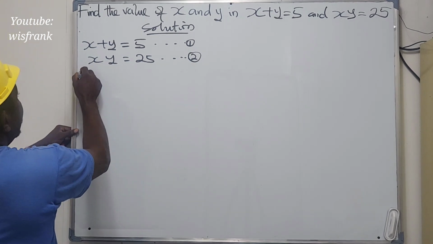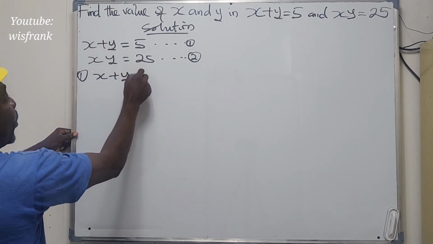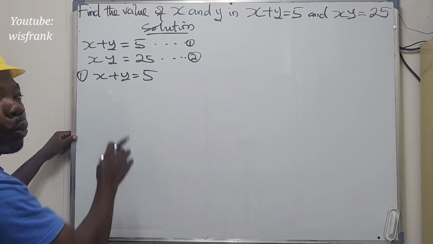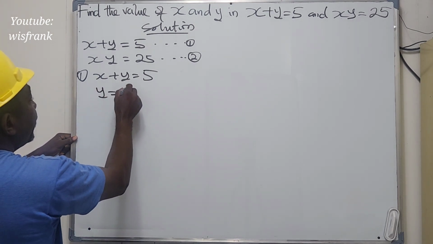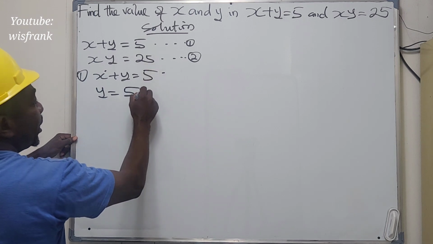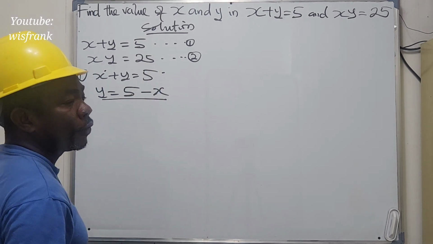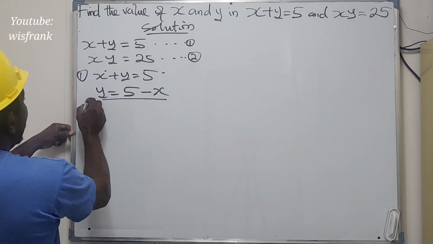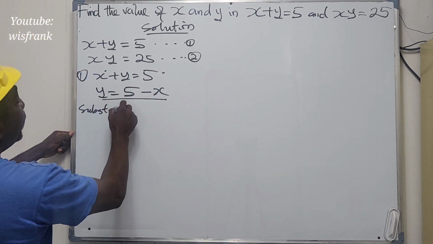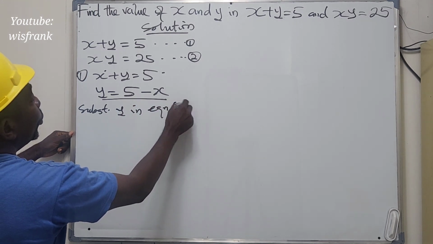So here from equation 1, we can see x plus y equals 5. We can make y the subject of this expression. So y here will be equal to 5. When x transposes to the other side, it becomes minus x. So the value of y equals 5 minus x. So what we are going to do is substitute the value of y into equation 2.